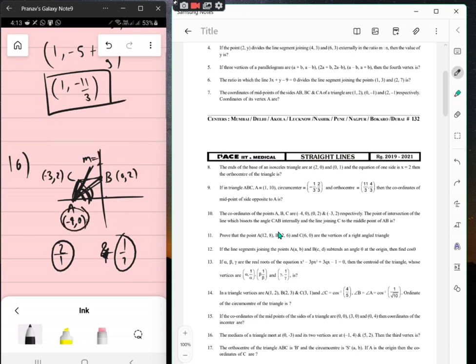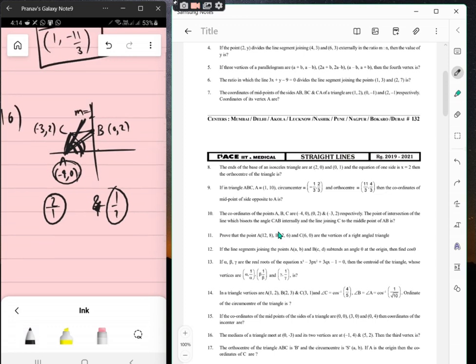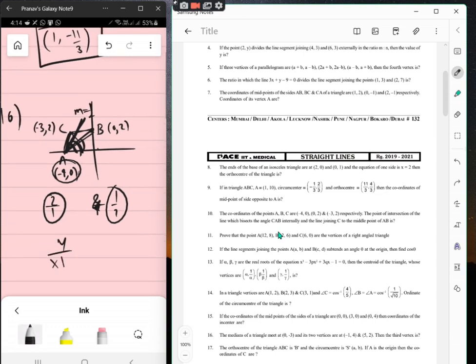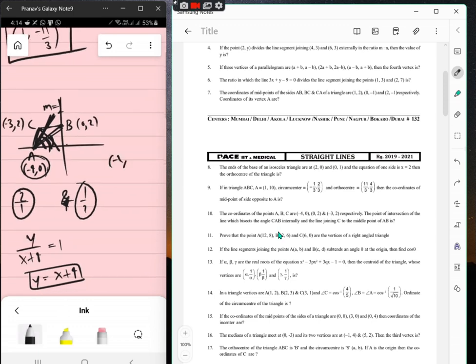You know what this point is? We are basically done for this guy. So it's y upon x plus 4 equal to 1. So y equal to x plus 4. That is this line. What about this line? What is the midpoint of A and B? That would be negative 2 comma 1, I think. And you know what C is?